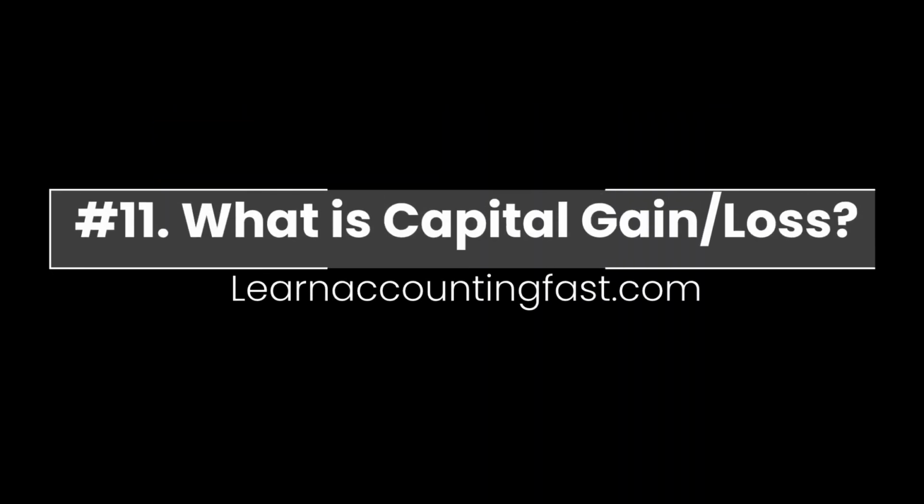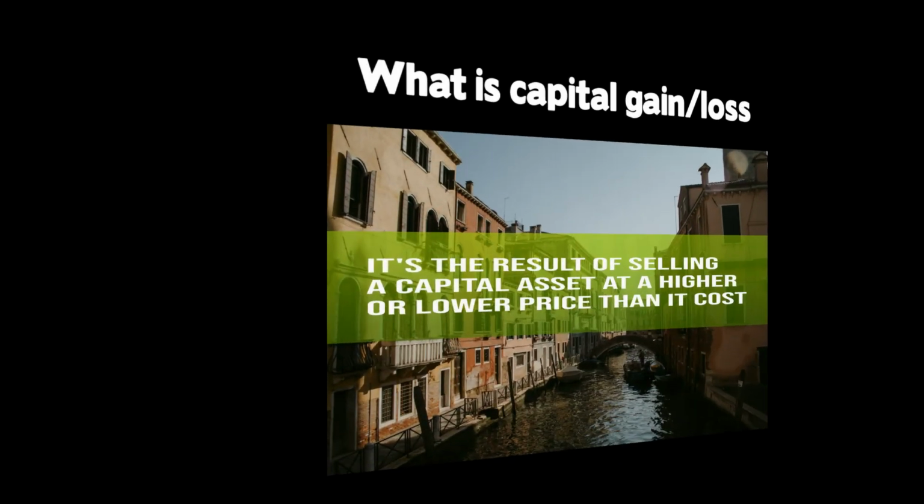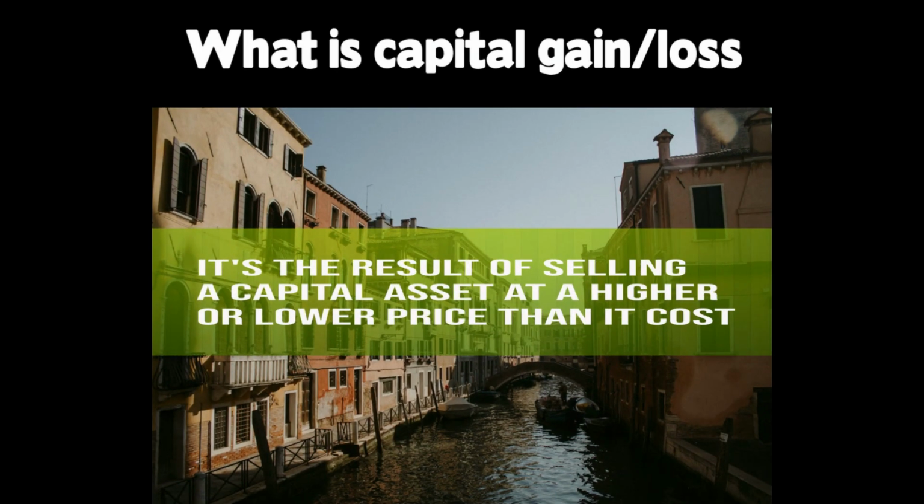Next. Number 11. What is capital gain/loss? It's the result of selling a capital asset at a higher or lower price than it cost. Capital gains are profits or loss derived from selling an asset. For example, financial investments, real estate, personal property, or collectibles.